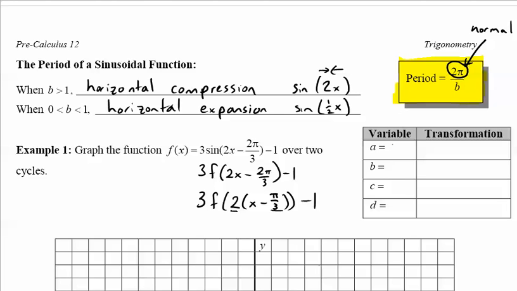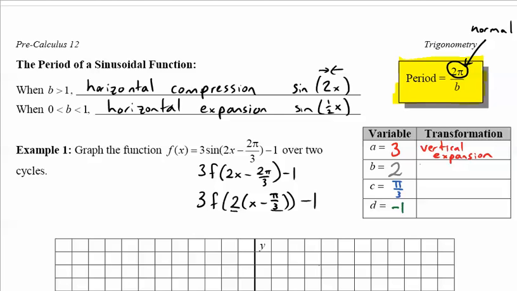So the amplitude is the a value, the absolute value of the a value, which is 3. My b value is 2. C is pi over 3. And d is negative 1. So now what do these things do? The a value gives me a vertical expansion. So instead of going up 1, down 1, to a maximum of 1 and minimum of negative 1, it's now going to go up 3 and then down 3 from the middle line.